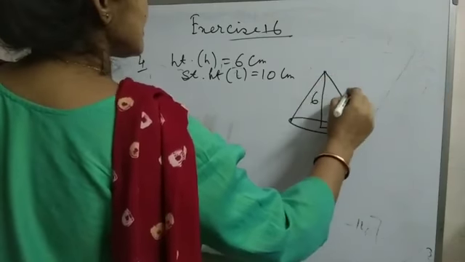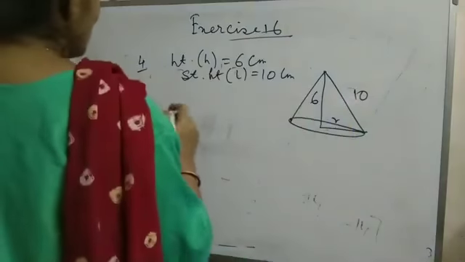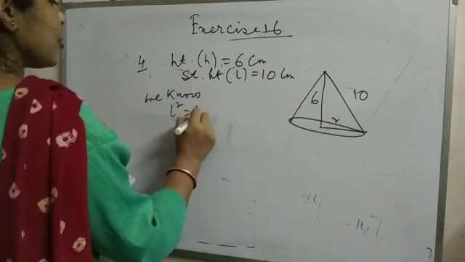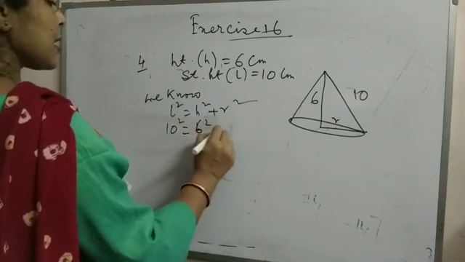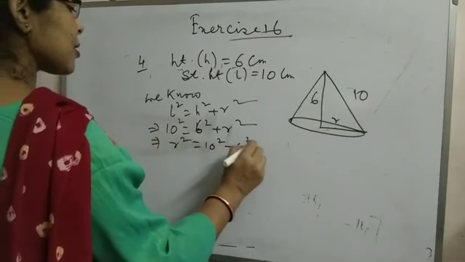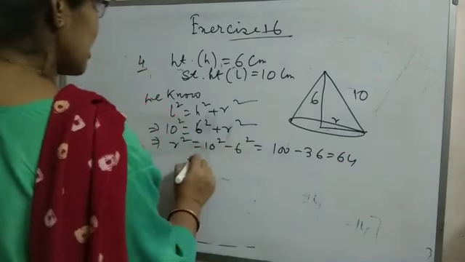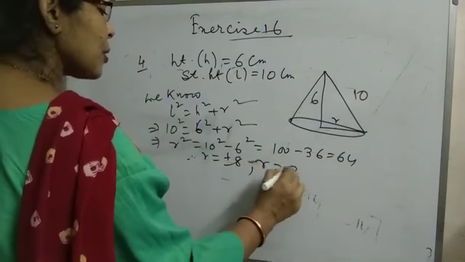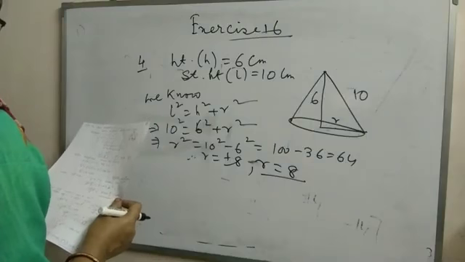This is 6, this is 10, this equal to R. We know L square equal to h square plus R square, that is 10 square equal to 6 square plus R square, that is R square equal to 10 square minus 6 square, that is 100 minus 36 equal to 64, that is R equal to plus minus 8. By the same reason we can write R equal to plus 8. We can't take R equal to minus 8.